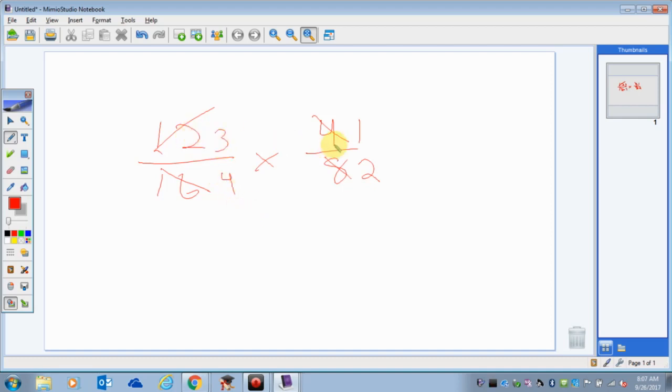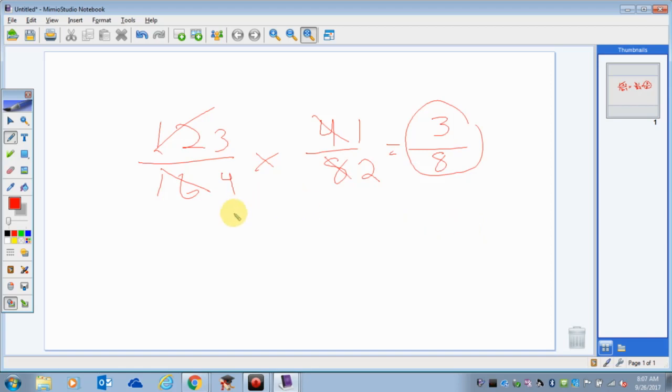Now that I've got all of the cross reduction done, I can multiply the new numbers out. So I have 3 here and 1 here, so 3 times 1 is equal to 3. 4 times 2 is equal to 8. That is already reduced down all the way, and that is my answer.